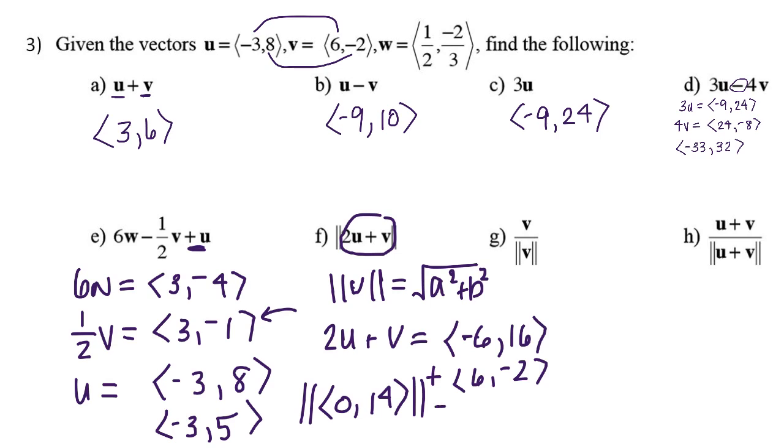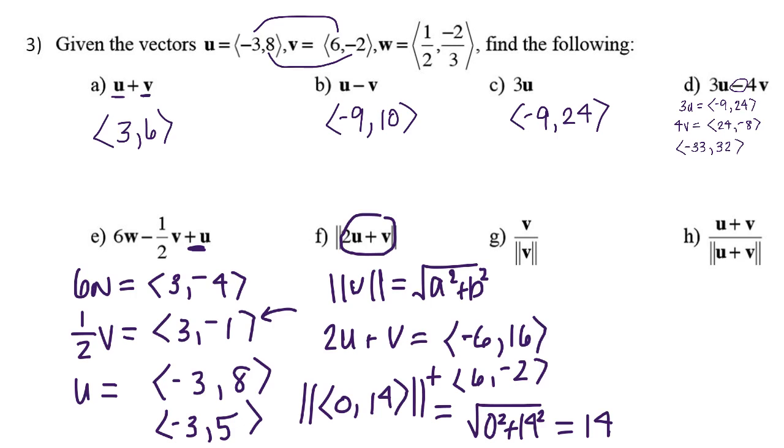So that means I need the square root of 0 squared plus 14 squared. So that's just going to give me 14. So there's my answer to F. Okay, and then G. So let's see what we can do with G. G wants vector v over the magnitude of vector v. So let's see if we can figure that one out.